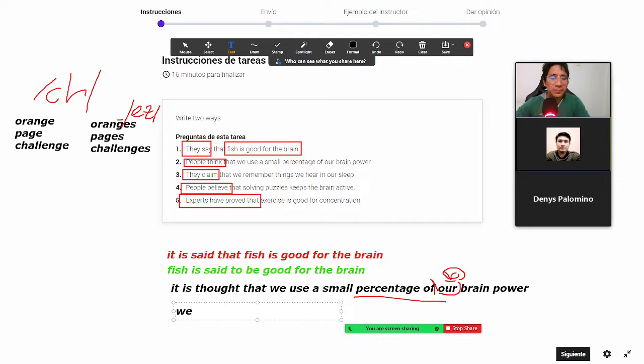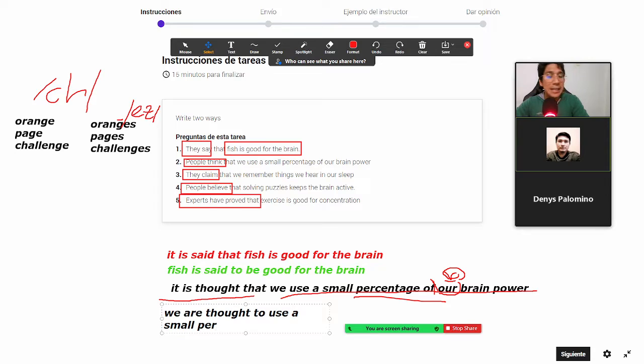We? We are, because mi oración no está en presente. We are thought. ¿Qué más? We are thought to. To. Mi segunda oración en qué está, en presente, pasado, futuro. Present. ¿Y qué pasa? Lo pongo el infinitivo. To use. Okay. Use a small percentage of our brain power.